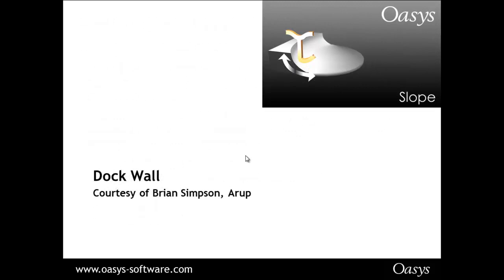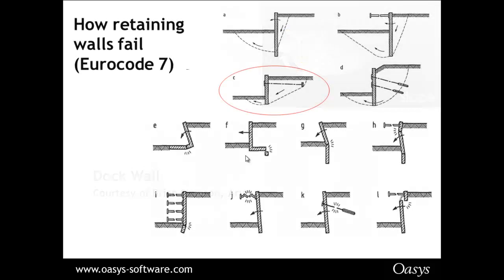So we have an example courtesy of Brian Simpson, which is a dock wall analysis. An excerpt from EC7 shows that there are lots of ways a retaining wall could fail. What the designers had done is that they had looked at all the ways it could fail, basically from E to L, but they hadn't looked specifically at C and B here. So the areas circled in red are not shown and were not considered for this particular problem.